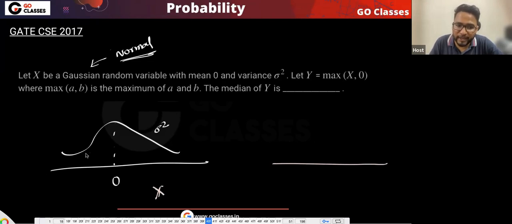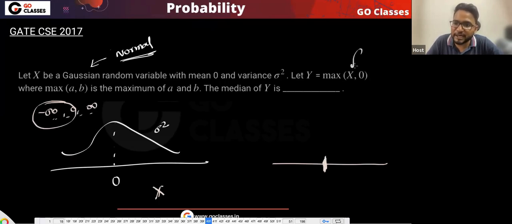If you take the maximum of these values, then it will be just 0. These are negative values, like -5 or something. X could be anything from -infinity to +infinity, including 0. But if you take these values from X and take the maximum with 0, then it will be 0 only. So basically, Y cannot be negative.